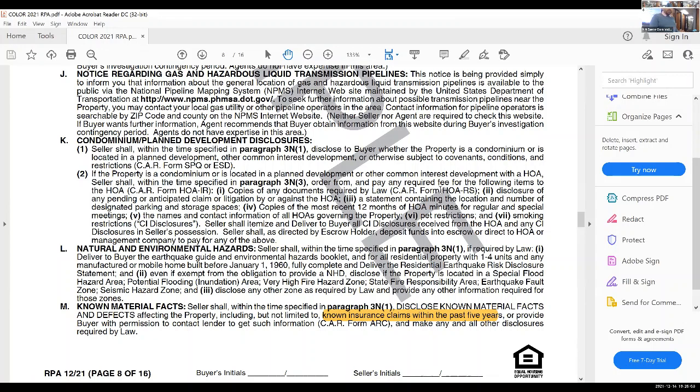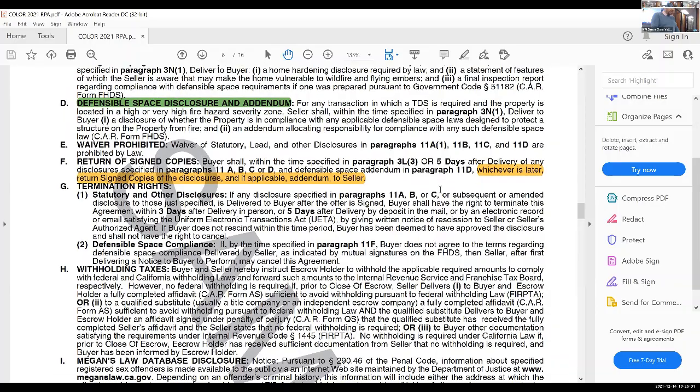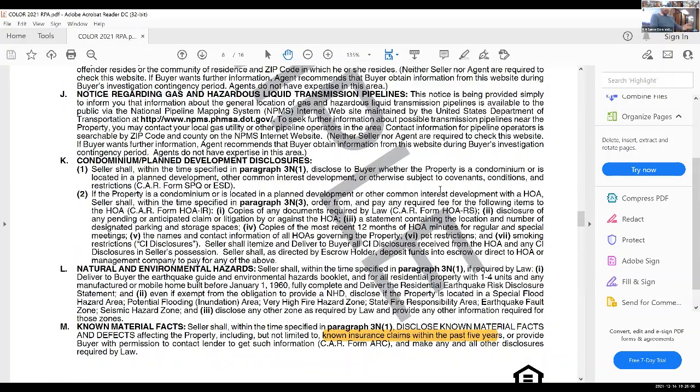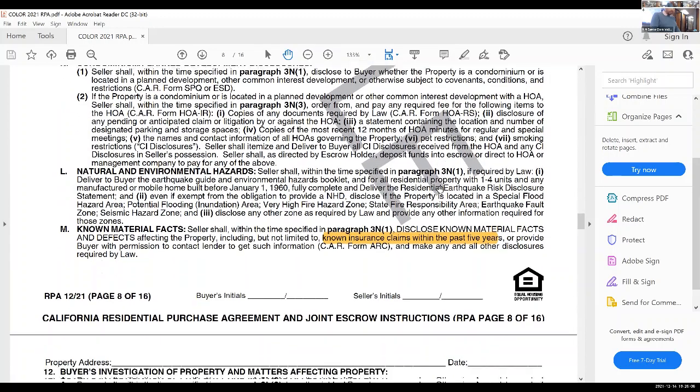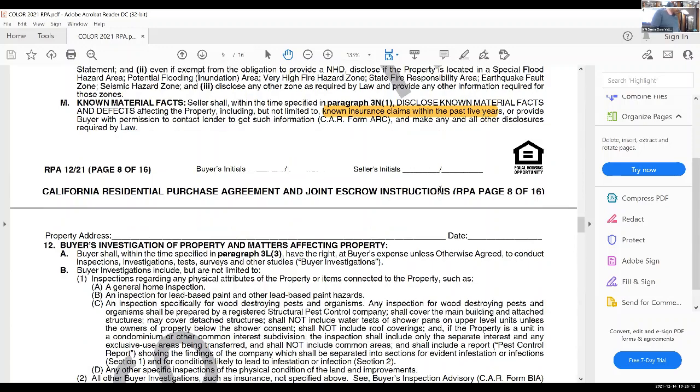And when you're taking those listings, we could be proactive. Step one, when you get that listing agreement signed in a condo or townhouse, is to go get those documents right away. Start that process. The natural environmental hazards, you have the NHD disclosures, learn about those. Known material facts.